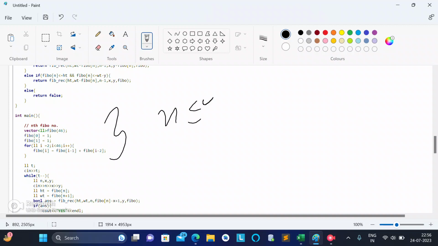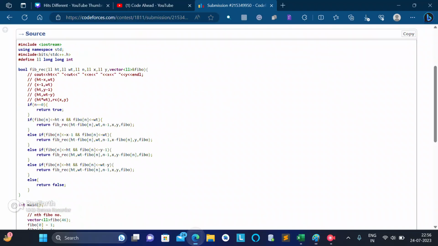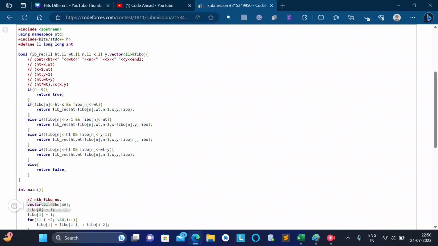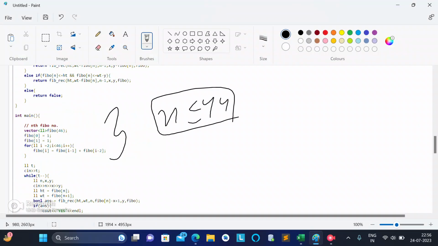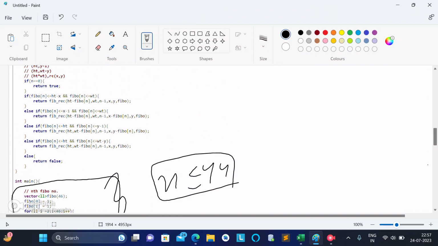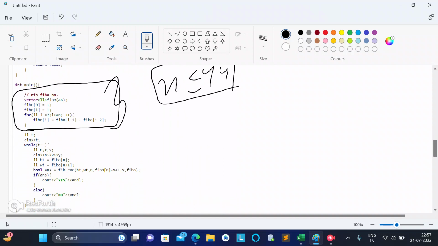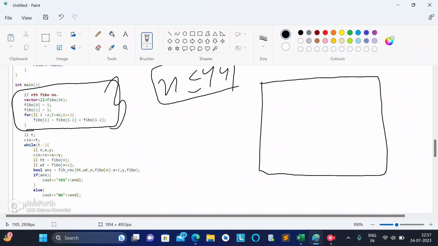So what I have done is, as the number n is less than or equal to 44, as you can see the n is less than or equal to 44. So first I made a Fibonacci series very easily, so that I will easily be able to get the nth Fibonacci number.